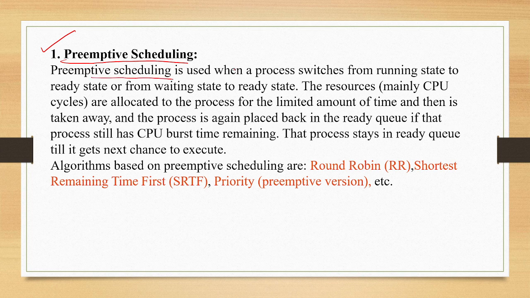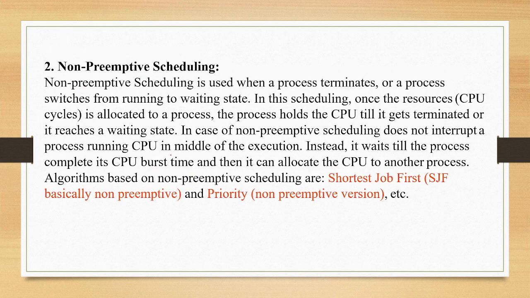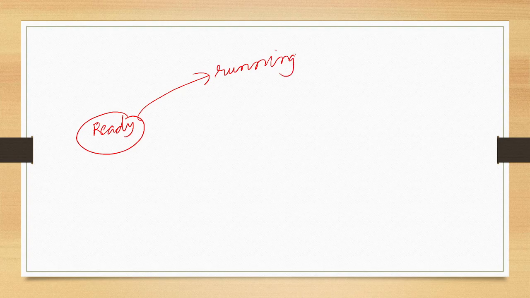Preemptive scheduling is used when a process switches from running state to ready state. Suppose here process P1 is in ready state. It is going from ready state to running state. I have explained this in the process state diagram. From ready state, once you are allocated the CPU, it goes to running state. Sometimes the process can come from running state to ready state.